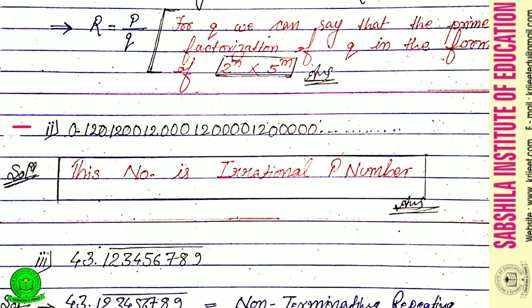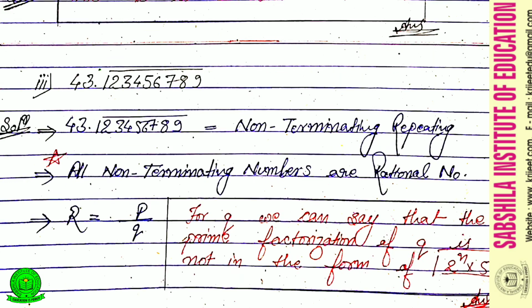Let's see number two. Here is 0.120, 1200, 12000, 120000, and 120000 and 0 is there. So it is an irrational number because it is not following any pattern. Okay, let's see number three.